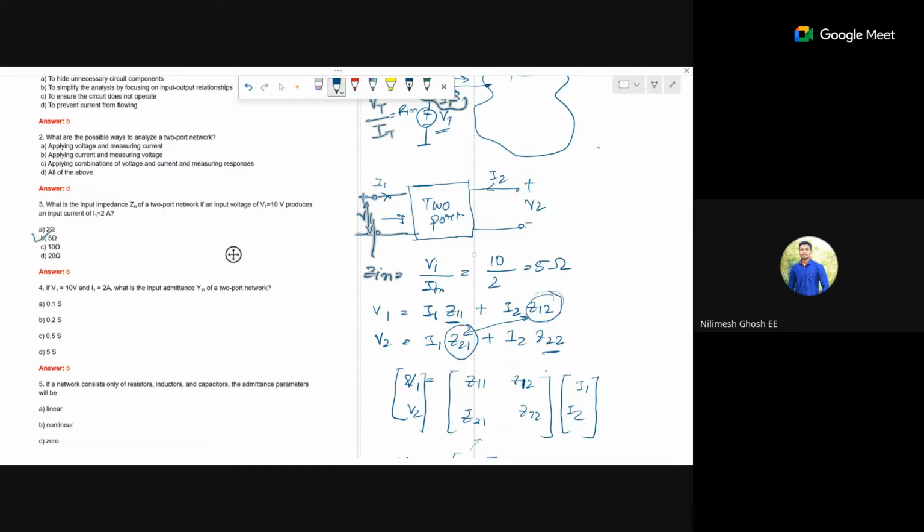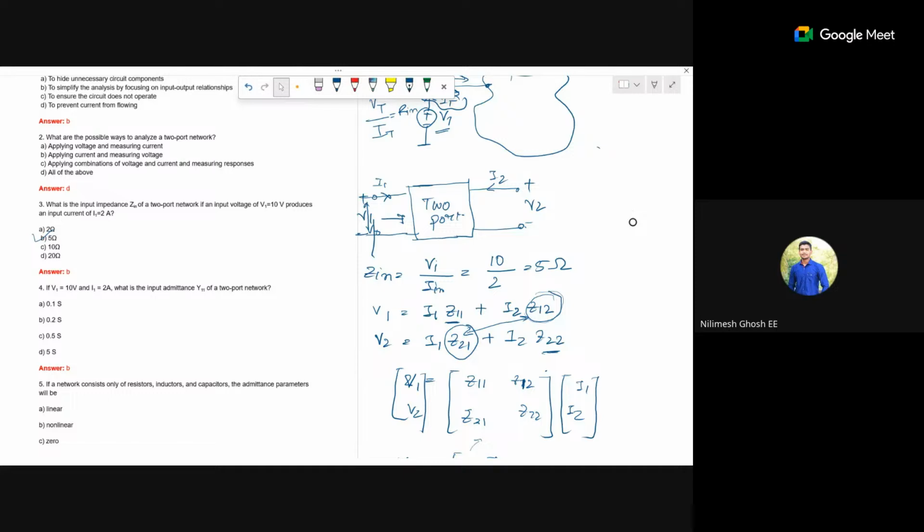Similar, exactly similar. For finding the admittance for a particular node, you have to give a test voltage, measure the test current, and divide the current by the voltage. That will give you the admittance. That will give the y11.